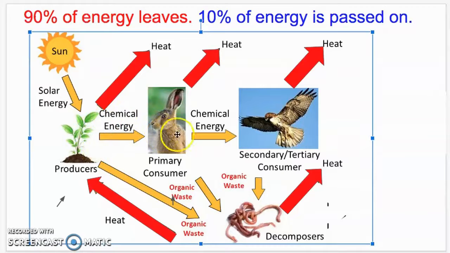The rabbit has energy, but it uses 90% of its energy to move around, to dig burrows, to mate, to escape predators, and only 10% of its energy is going to get passed on to this hawk. Similarly, the hawk uses up energy flying, building nests, feeding its young. Only 10% of its energy would be passed on to anything that eats the hawk.